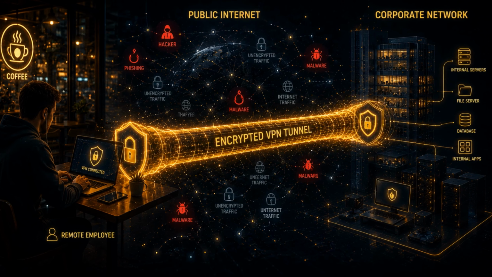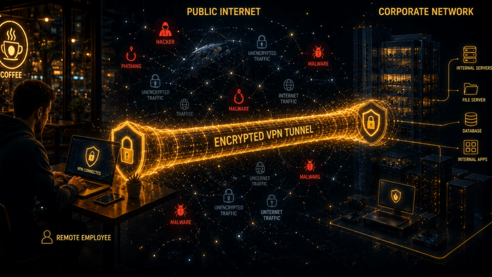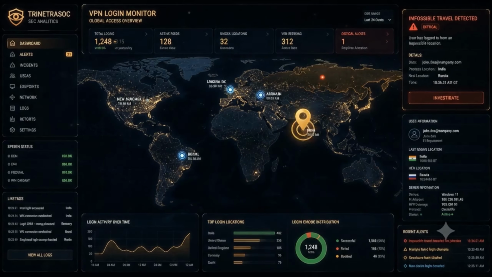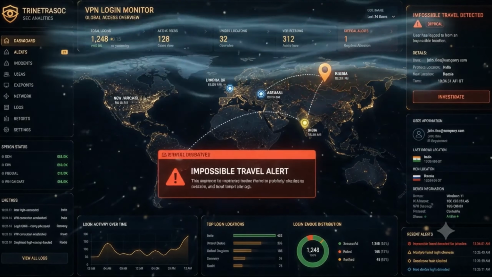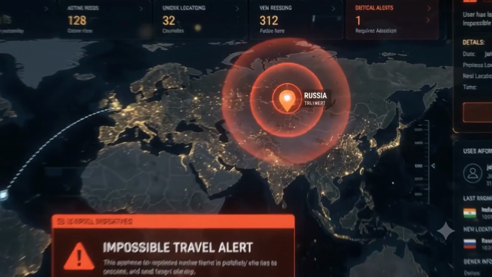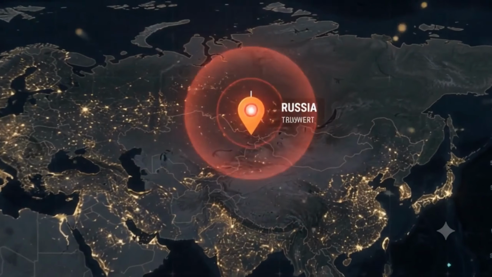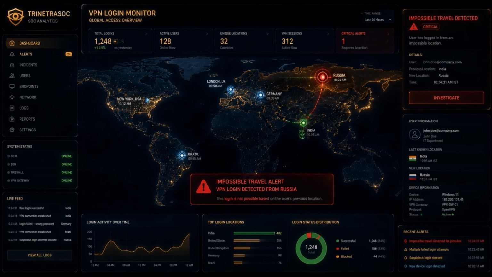For a SOC analyst, VPN logs are extremely important. They show who connected, when they connected, and from where. If an employee suddenly logs in from a country they have never visited, that's an alert worth investigating.